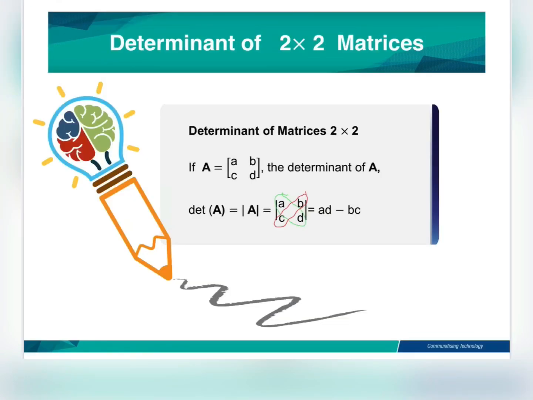So we will look into determinant 2 times 2 and 3 times 3. As I said before, determinant must be for a square matrix.